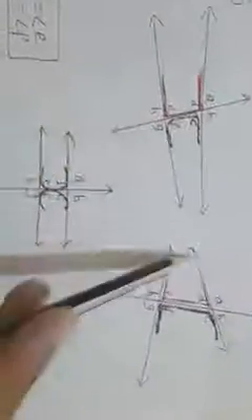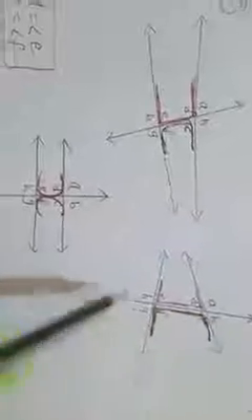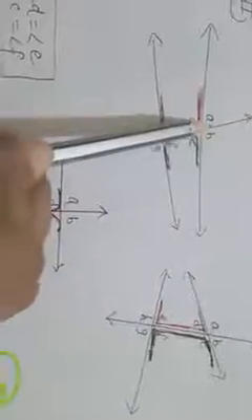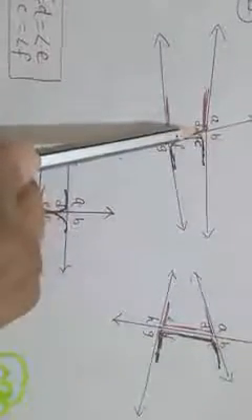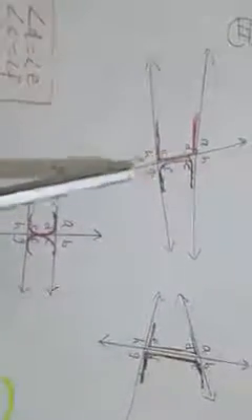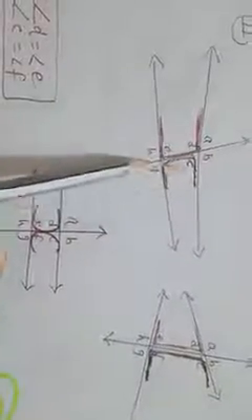For the second type, see the diagram. Again there are two lines and one transversal. Three different figures are given. Here I noted the angles with A, B, C, D instead of 1, 2, 3, 4. Next, instead of 5, 6, 7, 8, I write E, F, G, H.